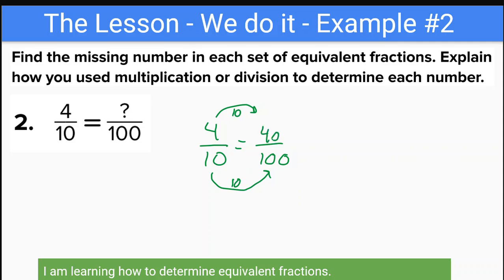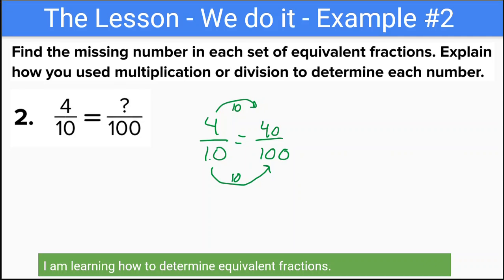Okay, if you wanted to use division, you could have said 100 divided by what is 10? Well, 100 divided by 10 is 10. So 40 divided by 10 is 4. Okay, either way it works out. Kids, right now you're learning how to determine equivalent fractions.